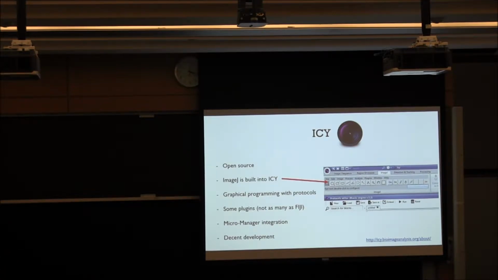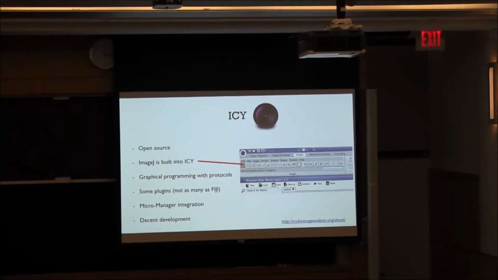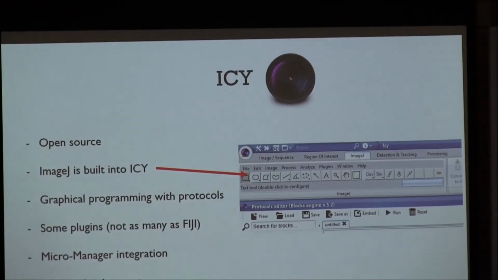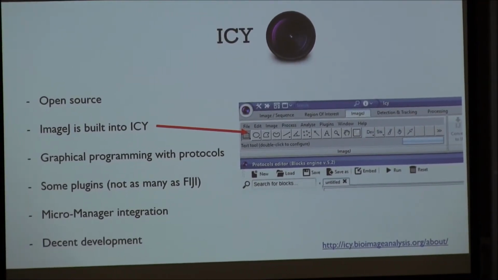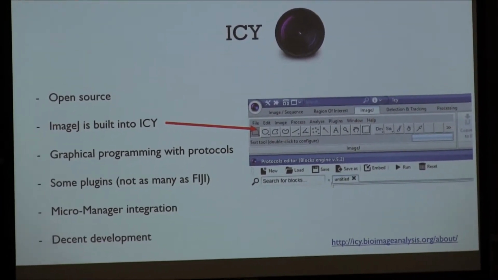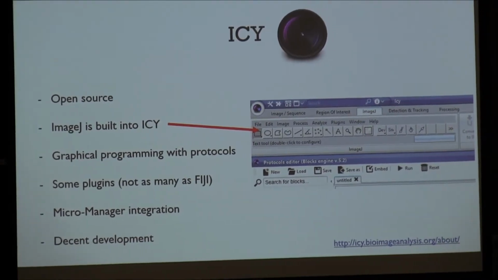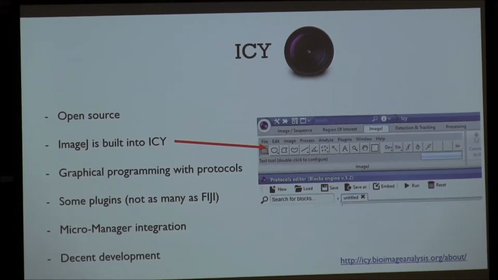IC, on the other hand, is serving a similar sort of need. As I said, this is also open source, developed in France. It's nice that ImageJ is actually built into this IC program. What made this software kind of outstanding at the time was that it has graphical programming with protocols, so you can build up these workflows using a variety of nodes. However, in my opinion, KNIME does this in a much better way. It has some plugins for specific features, like particle tracking, not as many as Fiji. You can run a microscope with it, which is rather cool, and it does have decent development as well.